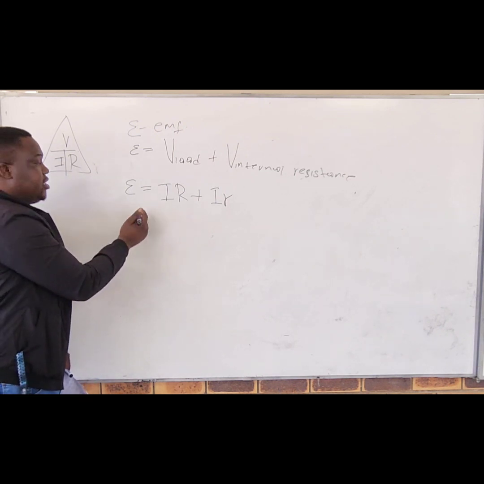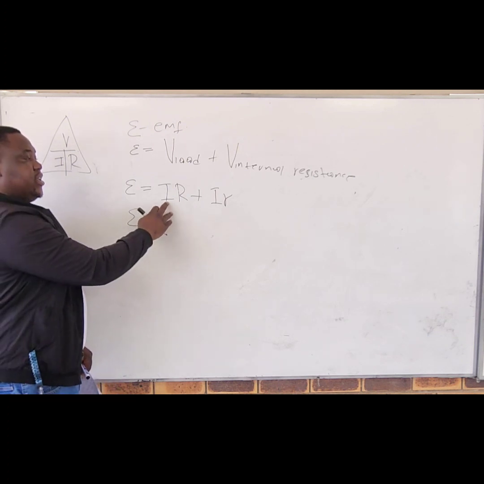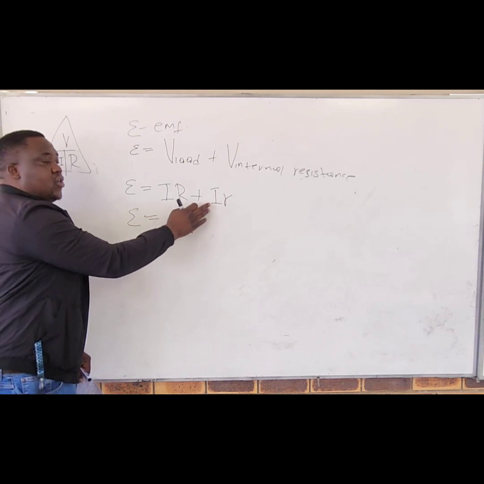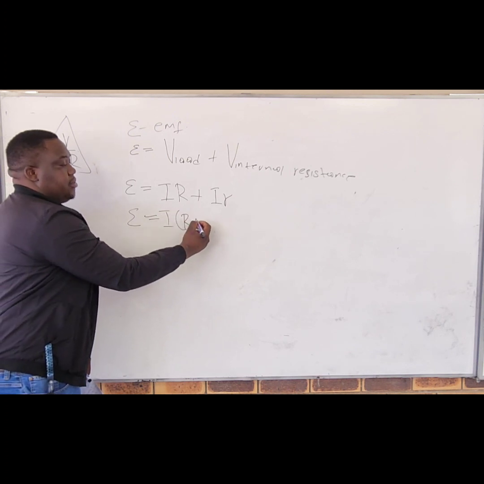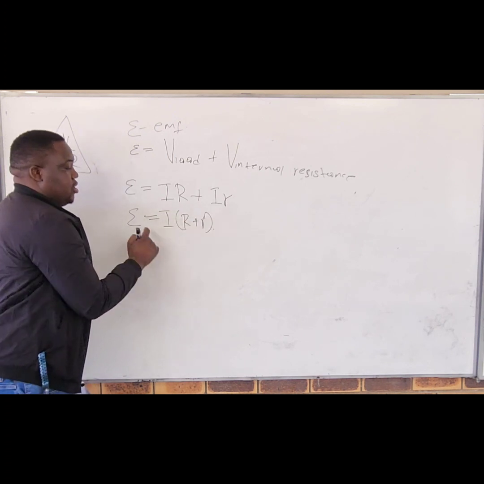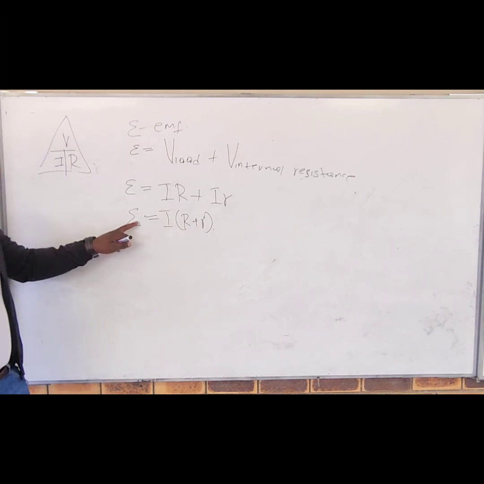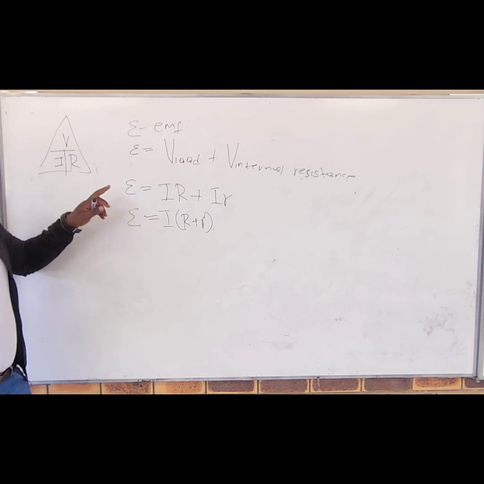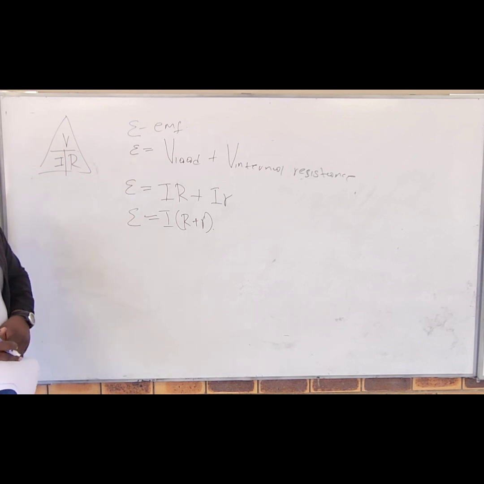So we can simplify this formula since we are mathematicians. You can see we've got I, which is a common factor, right? You can take it out and we're going to have capital R and small letter r. So this is the formula to calculate the EMF. You understand?